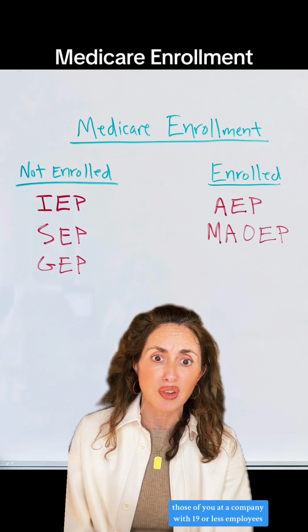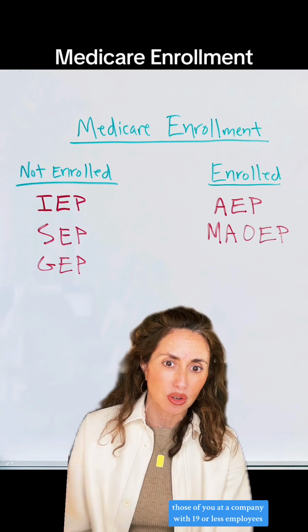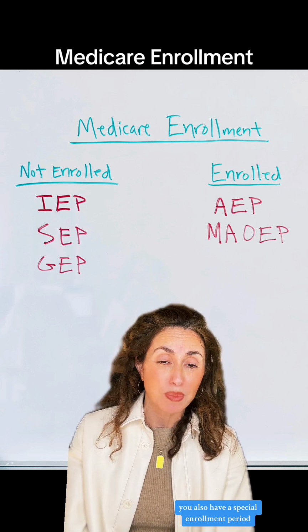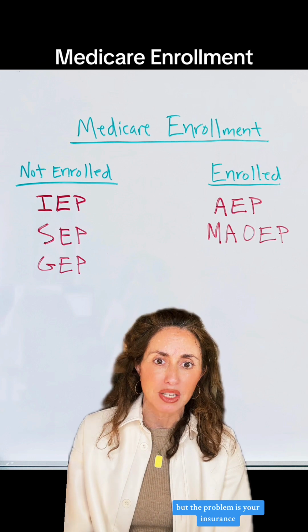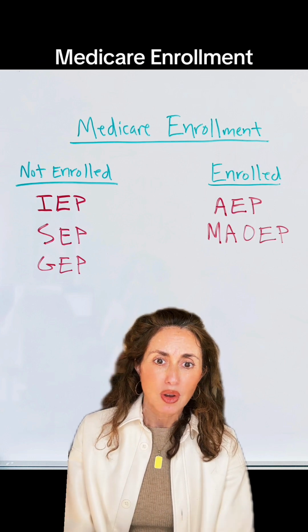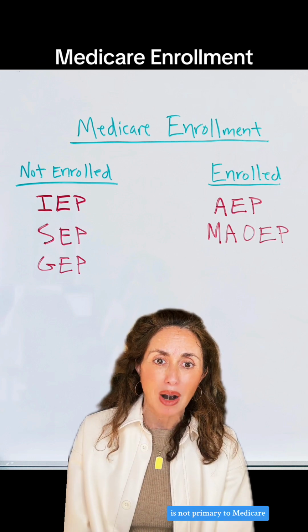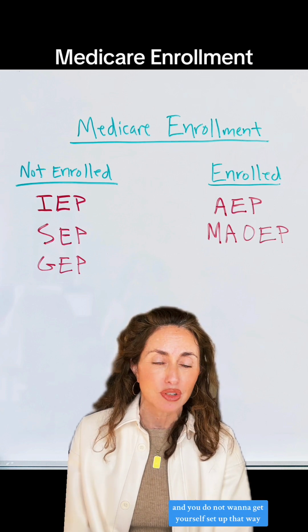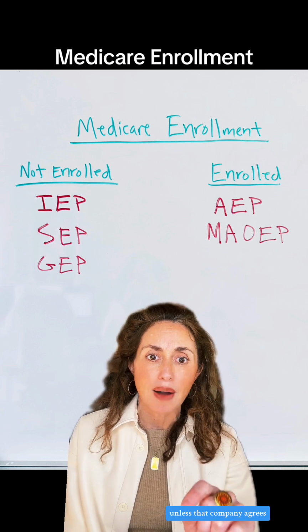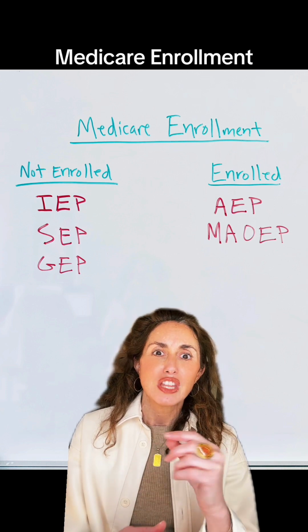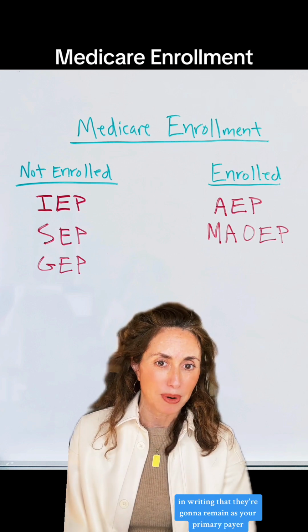And by the way, those of you at a company with 19 or less employees, you also have a special enrollment period, but the problem is your insurance, when it's with a smaller company, is not primary to Medicare, and you do not want to get yourself set up that way unless that company agrees in writing that they're going to remain as your primary payer.